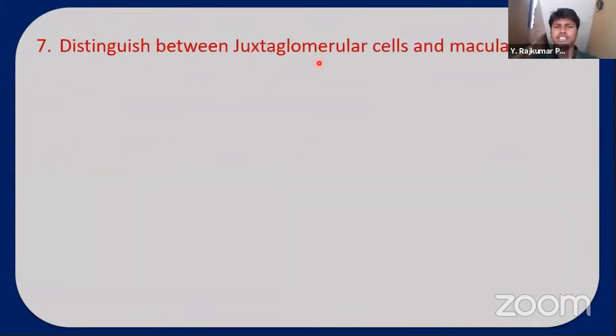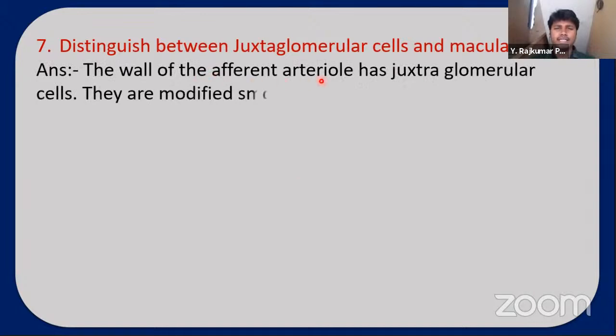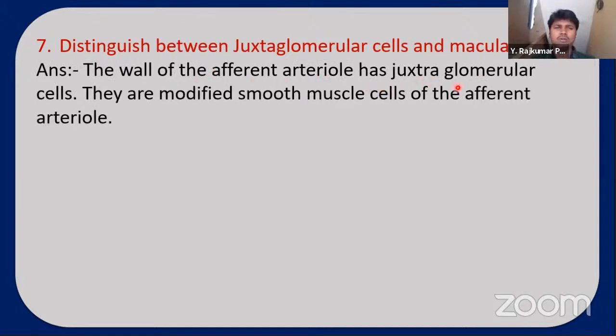Distinguish between juxtaglomerular cells and macula densa. So these two kinds of cells are located in two different regions. Okay, that's the basic difference between these two. The wall of the efferent arteriole has juxtaglomerular cells. Okay, so these juxtaglomerular cells are present in the wall of the efferent arteriole. They are modified smooth muscles of the efferent arteriole.